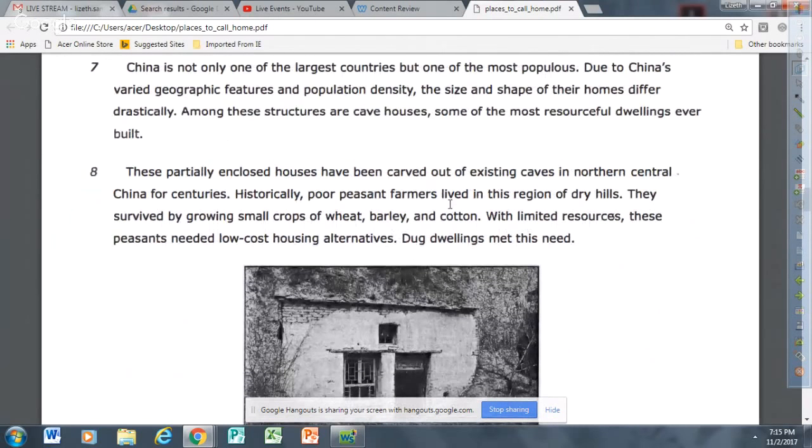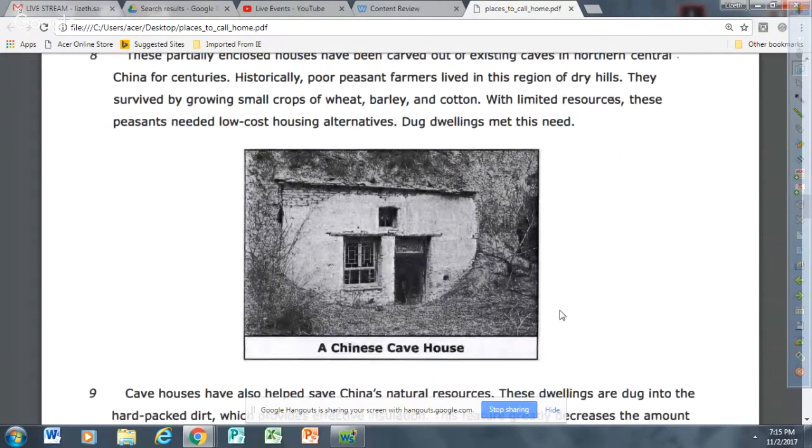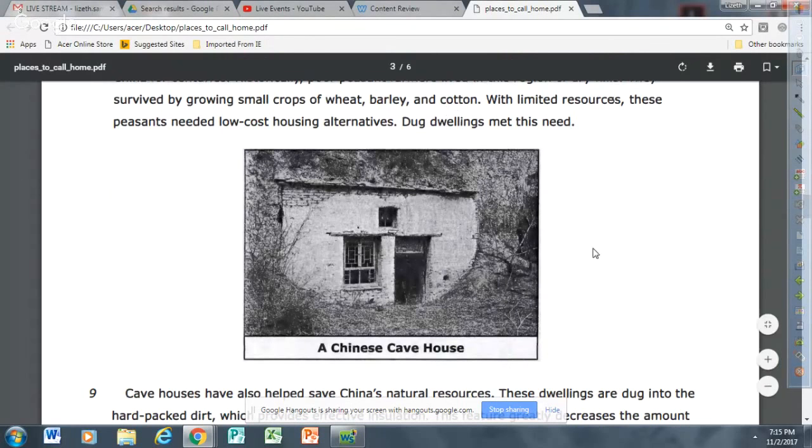So in this part of China, they did not have a lot of resources to build, and these peasant farmers who lived in dry hills, so there's not a lot of ways to grow large fields of crops. They had to grow small crops, small fields, little sections of crops, and they had limited resources. So in these caves, they decided to build low-cost housing.